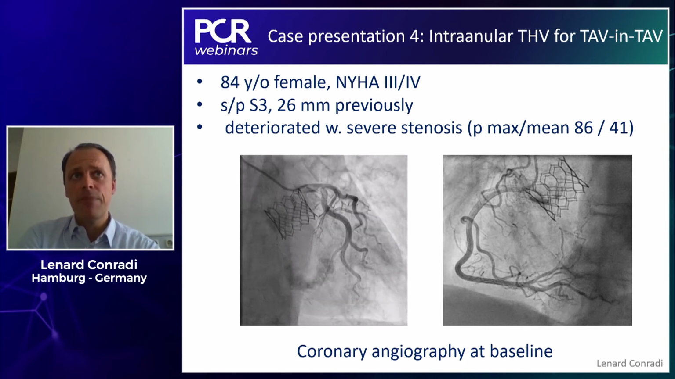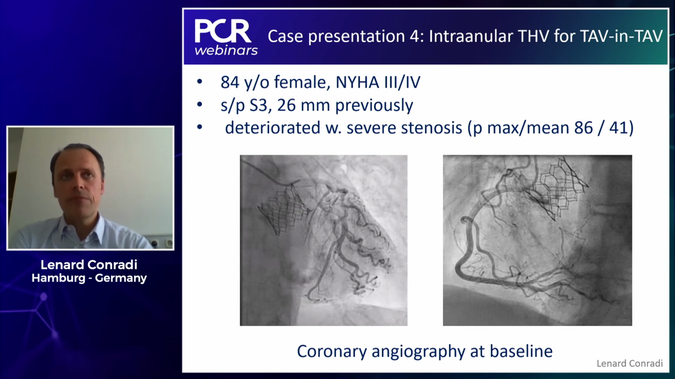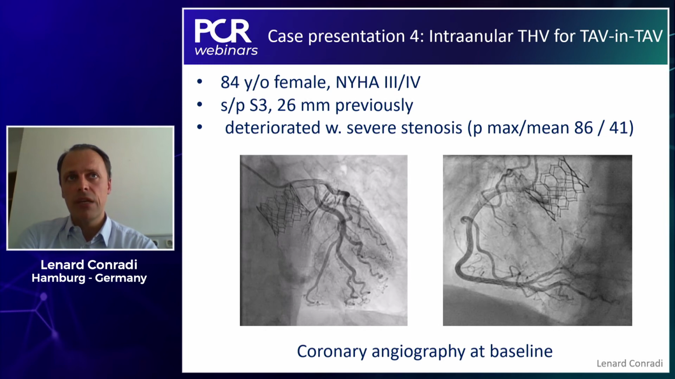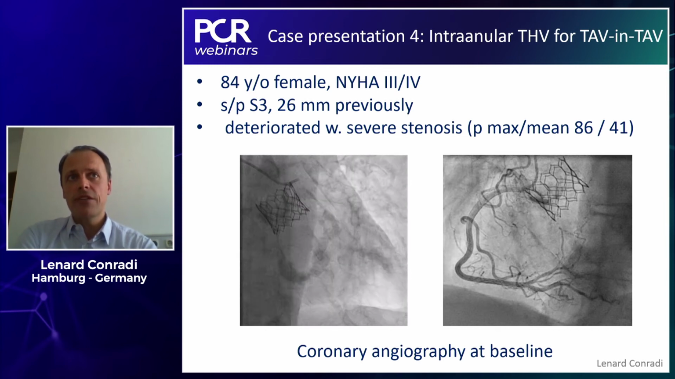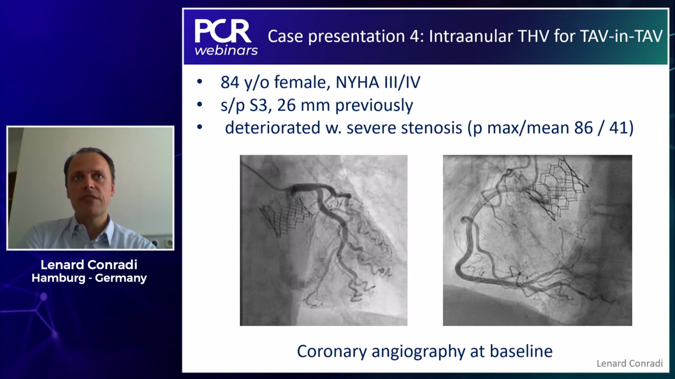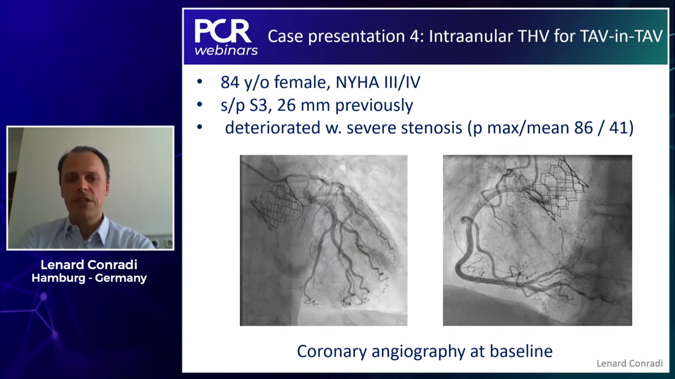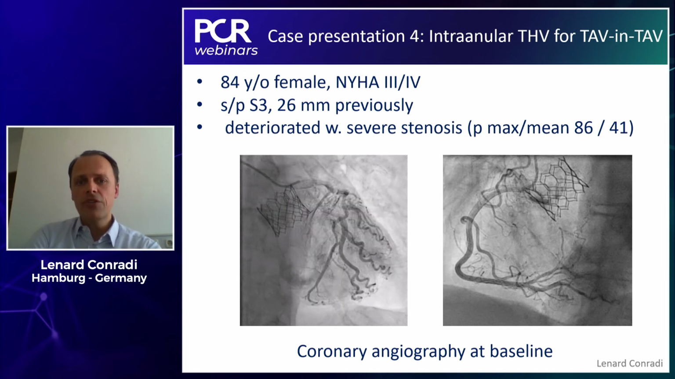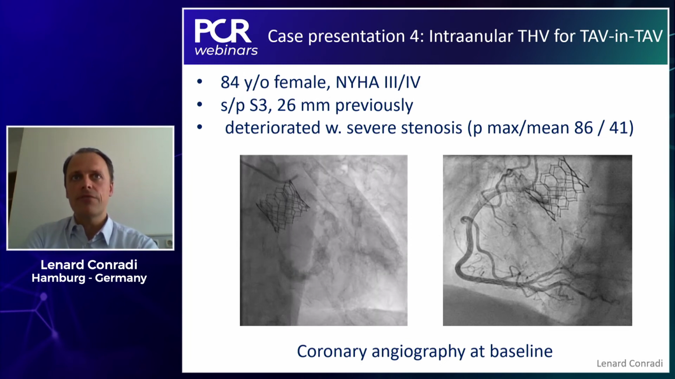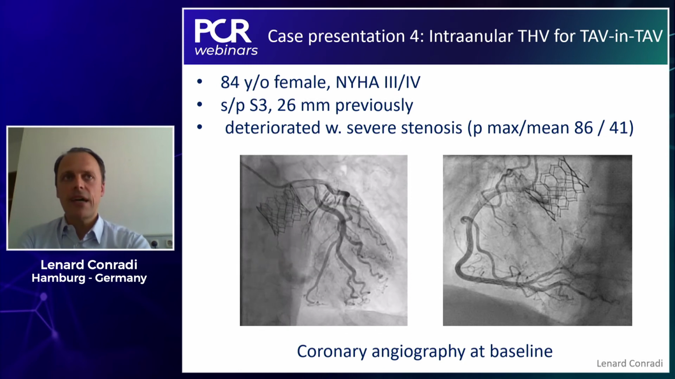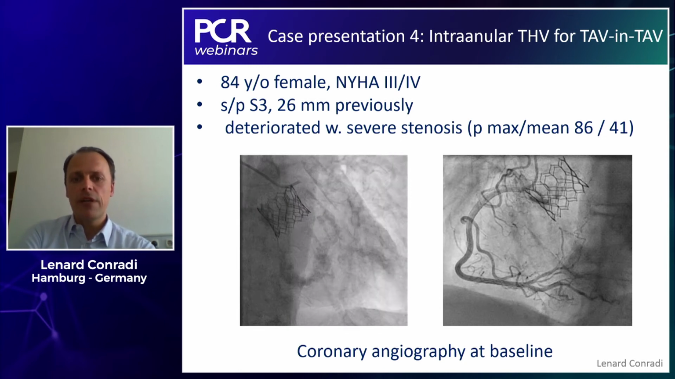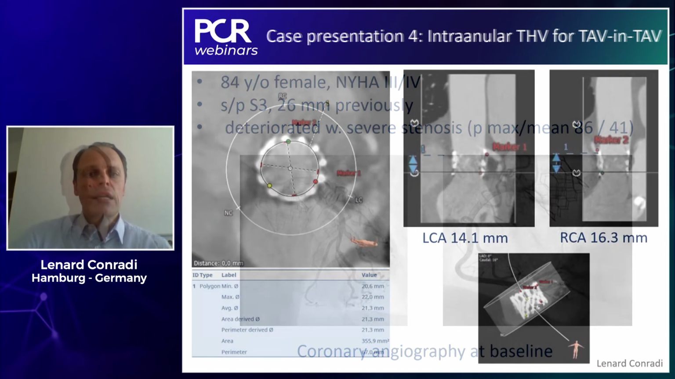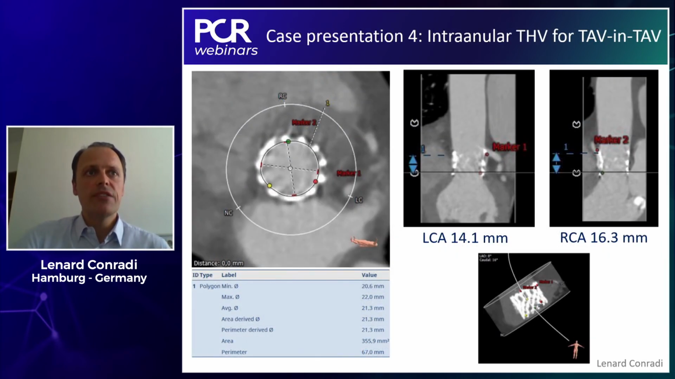This was an elderly lady, 84 years, severely symptomatic, who had received a TAVI already. This was an intraannular SAPIEN 3. It had deteriorated and developed a repeat severe stenosis with the given values here. If you run the right picture, you can see by the coronary angio at baseline already that there is a tight spatial relationship from the valve stent to the coronary ostia. And these are some images from the planning CT.